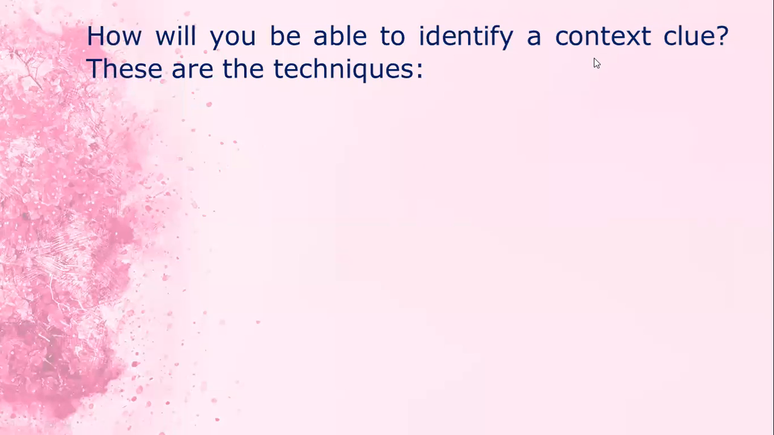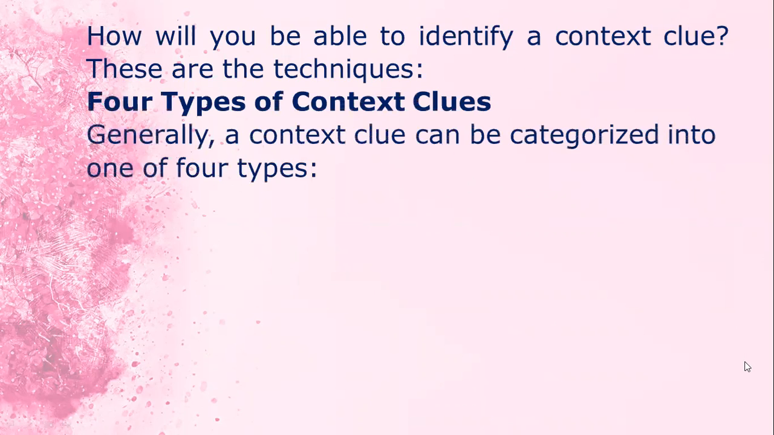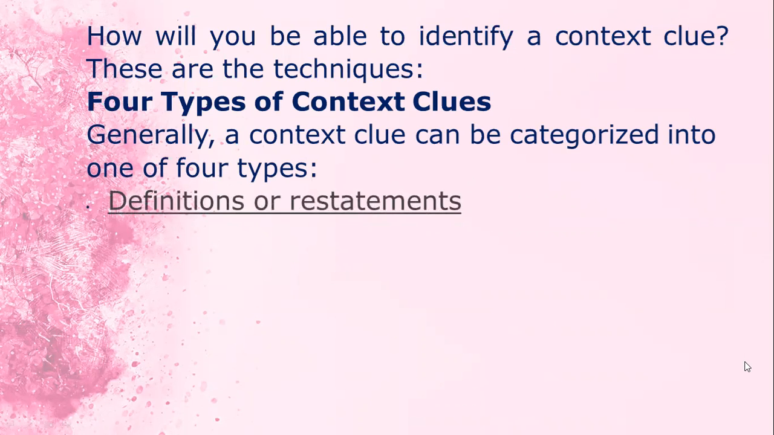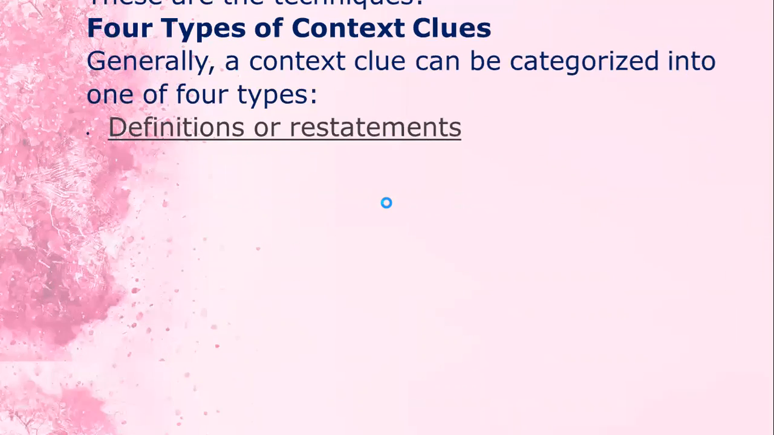How will you be able to identify a context clue? These are the techniques. Four types of context clues. Generally, a context clue can be categorized into one of four types. First is definitions or restatements.